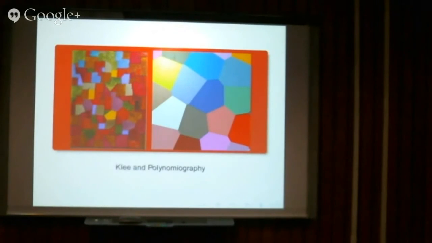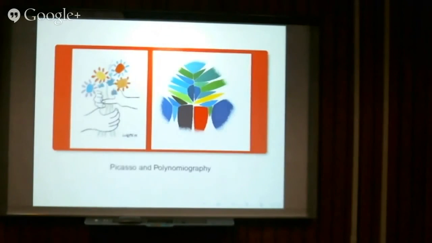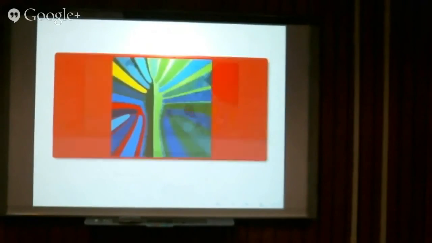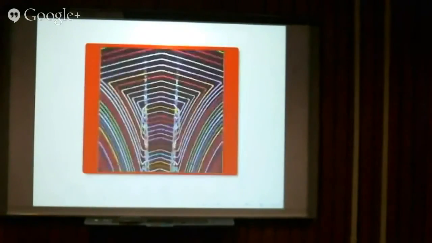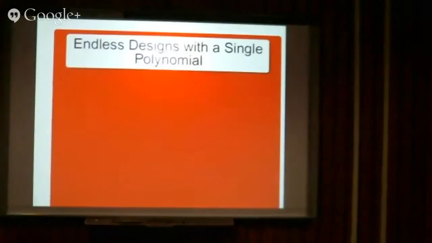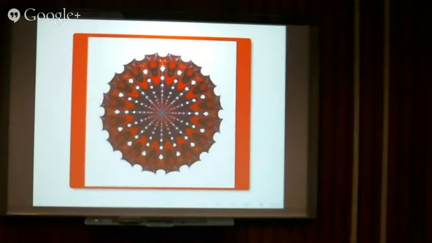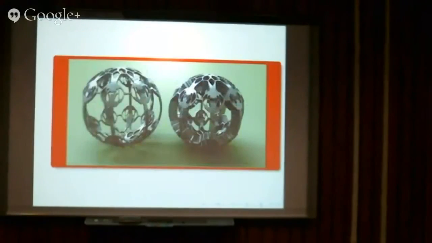You can connect some famous artists' work, such as Klee, to polynomiography images. I don't want to sell myself as an artist, but I want to say that there is resemblance between images that you see or you know as art, abstract art, and polynomiography. You can generate numerous images from a single polynomial. We can even turn them into 3D visual sculpture.